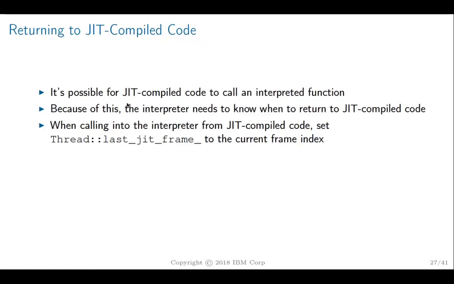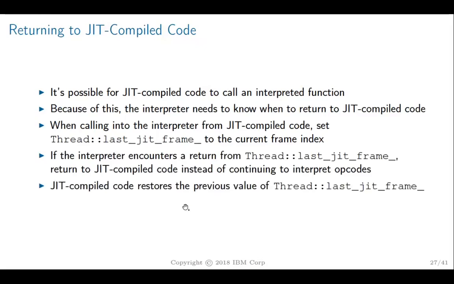And if the interpreter returns from that frame, it returns to the JIT compiled code instead of just continuing to interpret opcodes. Another thing we have to do is make sure that from the JIT code, when we set this thing, we store the previous value and restore it. Otherwise, JIT compiled code calling the interpreter, calling JIT compiled code calling the interpreter would break. Not something you want to debug at 3 in the morning.